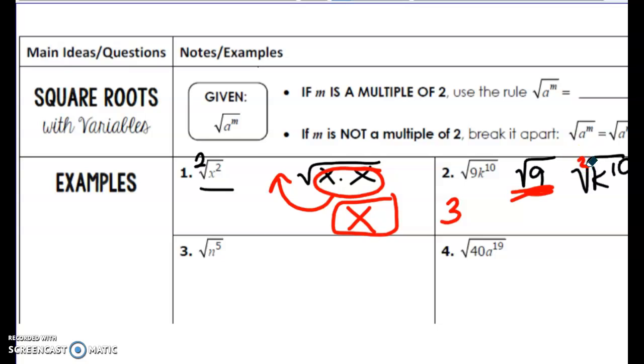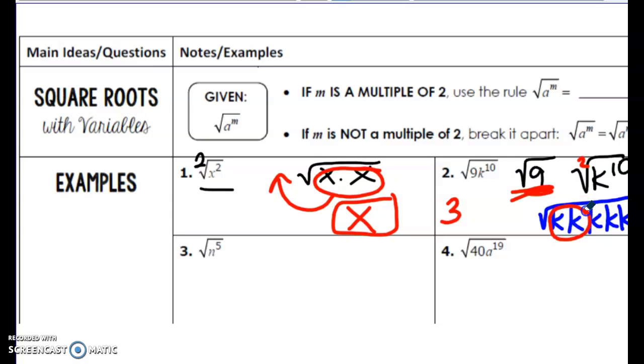So that means I'm looking for pairs. Well, how many pairs of k are there if you have k to the 10th? If you need to write it out, have at it. So I'm going to make the square root of k, 2, 3, 4, 5, 6, 7, 8, 9, 10. That didn't work real well. I kind of ran out of space, but the point still stands.